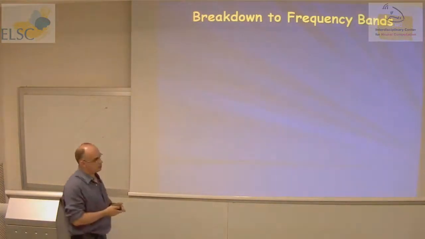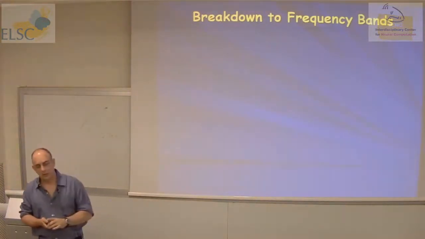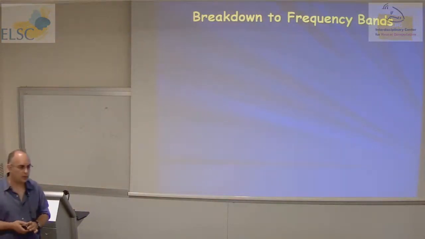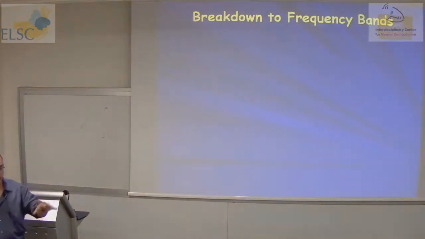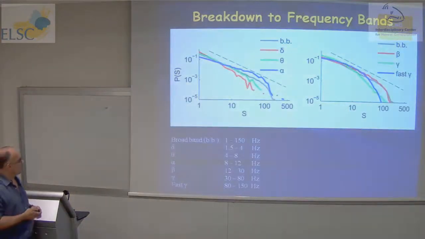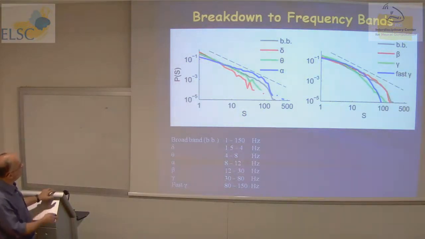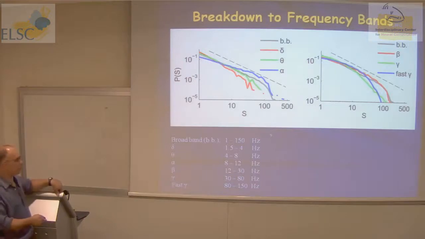Last point that I want to say is about what happens when we break down the analysis to different frequency bands. Many people like to look only at alpha, beta, gamma, whatever. So here are the results when we just filter all the channels within a particular frequency band and compare to the broadband. The gray curve at the back is the same in both cases, showing the broadband, what I showed you before, for the same subject, 1 hertz to 150 hertz.